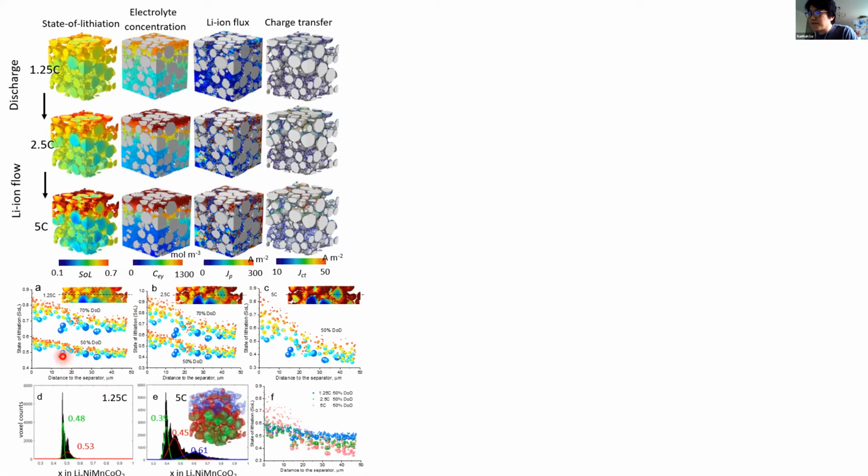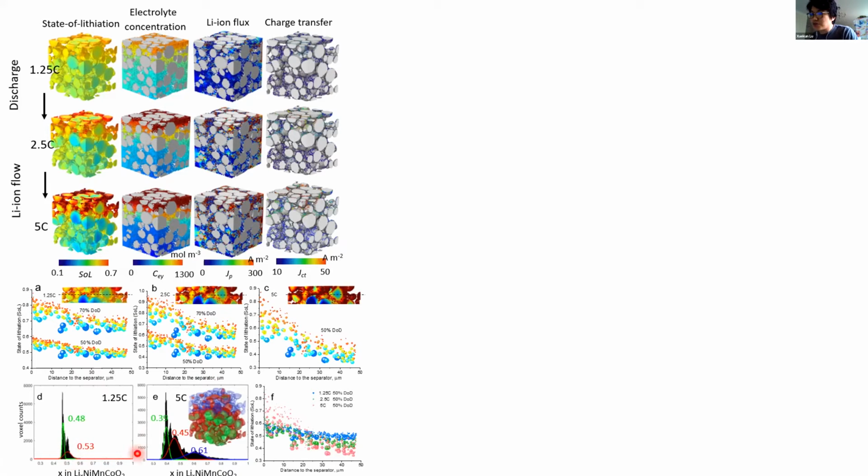Then for the larger particles, the color is blue, meaning it's underutilized, or we say the concentration inside the particle is really low. That means when the battery has been fully discharged, we still have really unutilized active material. This means that the car will drive less far compared to if we use small particles.